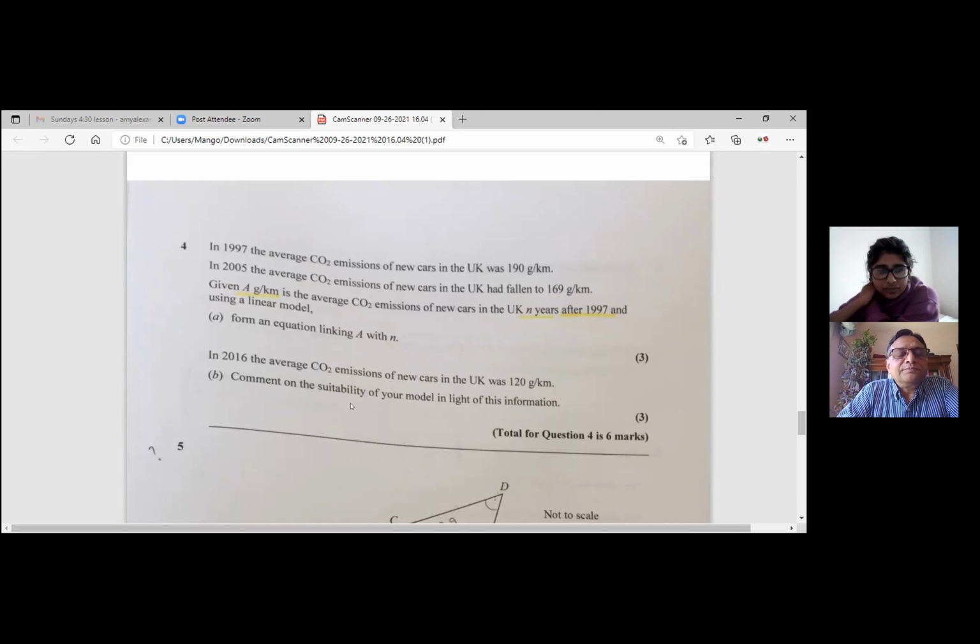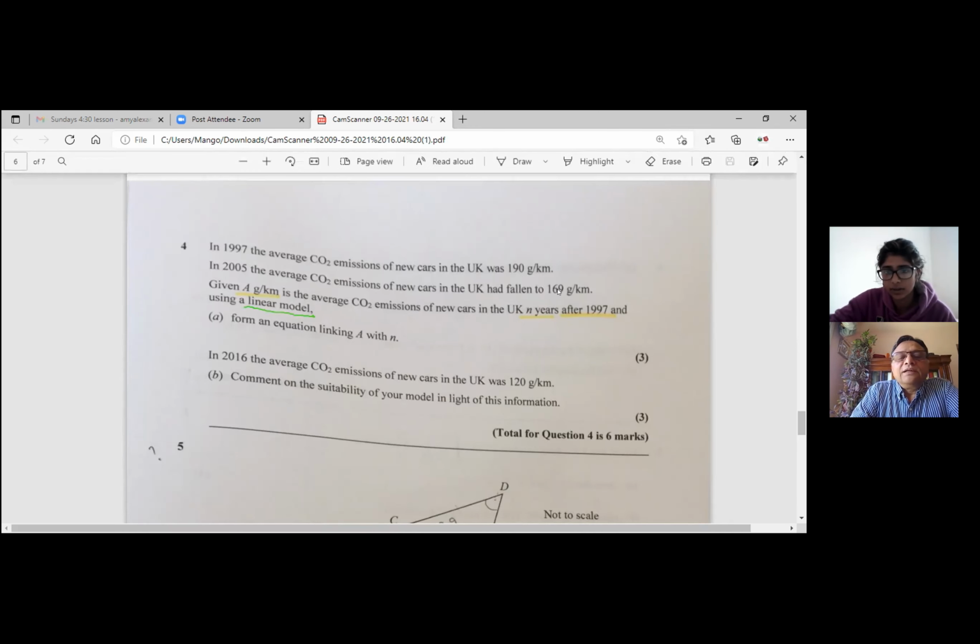Read the question, please. So in 1997, the average CO2 emissions of new cars in the UK was 190 grams per kilometer. In 2005, the average CO2 emissions of new cars in the UK had fallen to 169. So given that A is the average CO2 emissions of new cars in the UK, n years after 1997, and using a linear model, part A, form an equation linking A with n.